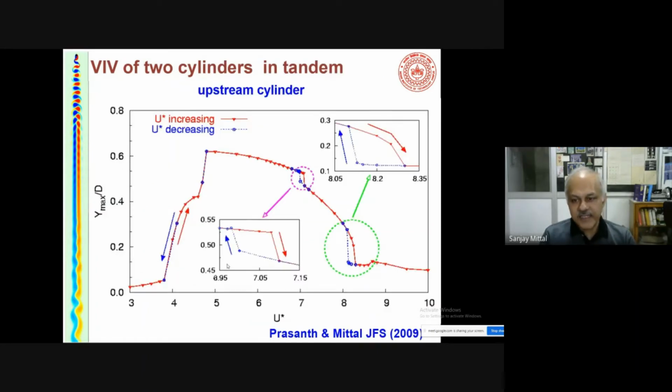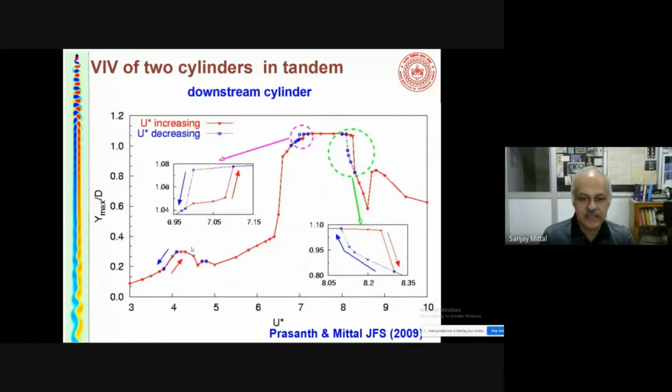The upstream cylinder, being the first one to be hit by the flow, behaves very similar to an isolated cylinder. In fact, kindly pay attention to the amplitude. It is very similar to that for an isolated cylinder. So there is no major difference between the upstream cylinder and one single cylinder. But let's look at the downstream one. The downstream one is extremely interesting.